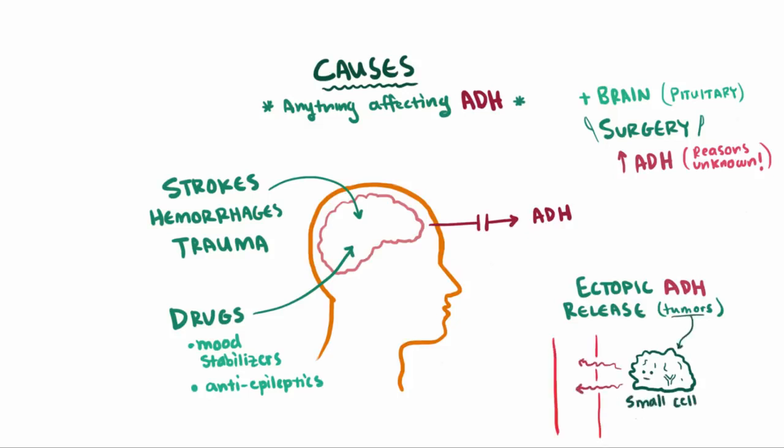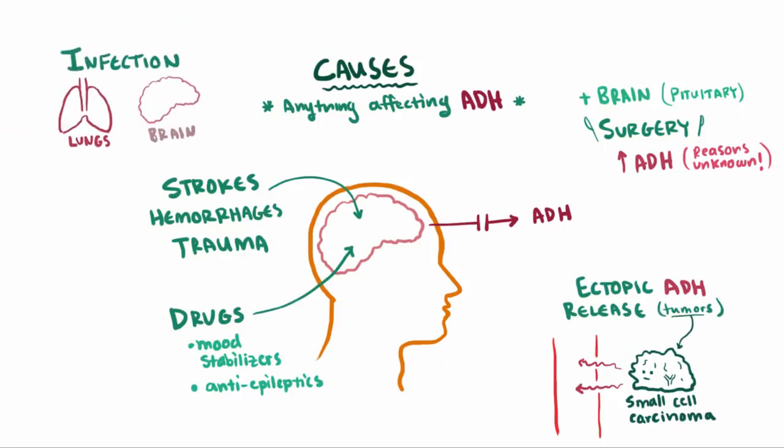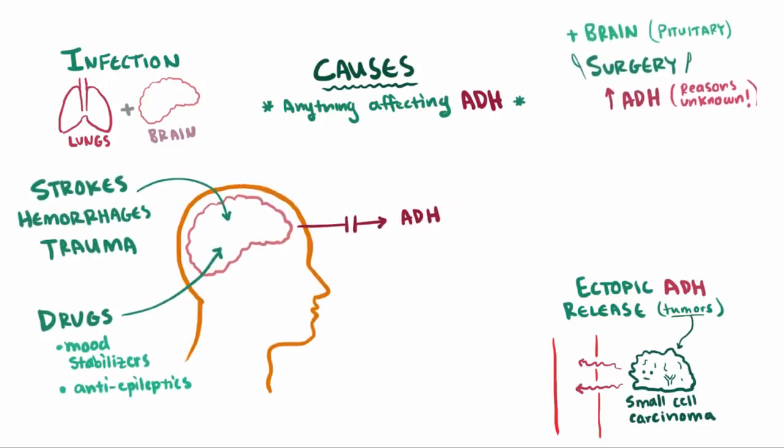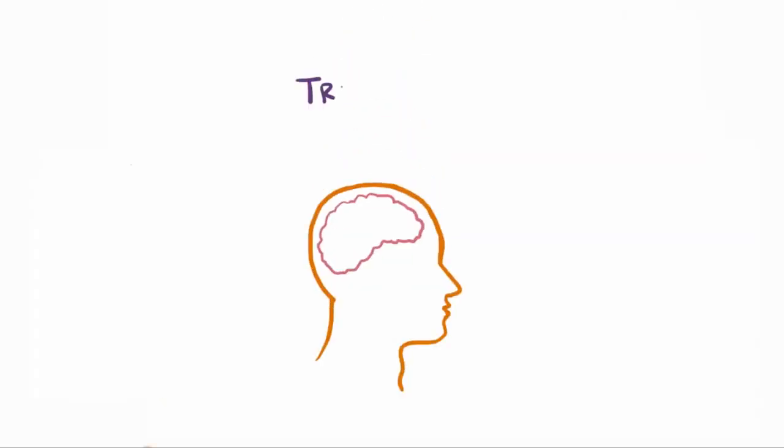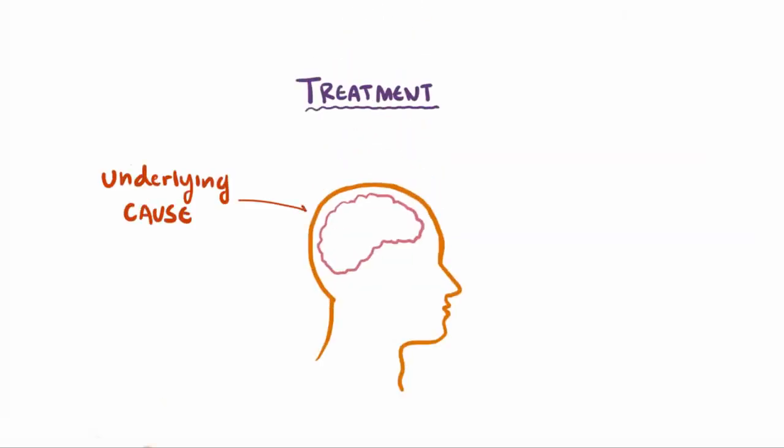Small cell carcinoma in the lungs is the type of cancer most likely to release ADH in this way. Infections in the lungs and brain are also linked to an increased risk of ADH secretion. If some of your family members have had SIADH before, that means that there's a possibility you may develop it as well. The best treatment for SIADH is to figure out what the underlying cause of the excessive ADH is, and then treat that problem.